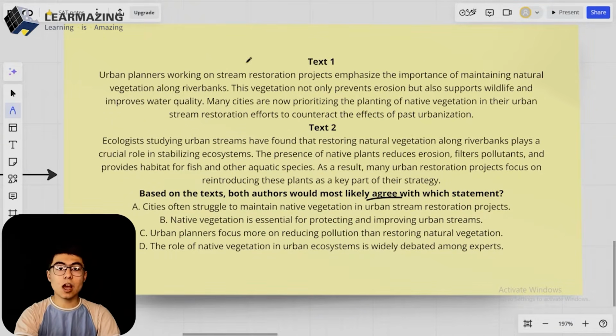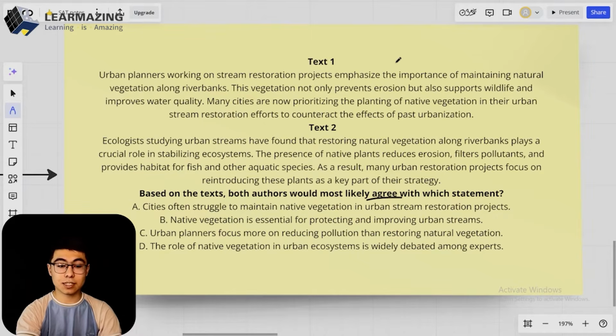Urban planners working on stream restoration project emphasized the importance of maintaining natural vegetation along riverbanks. This vegetation not only prevents erosion but also supports wildlife and improves water quality. Many cities are now prioritizing the planting of native vegetation in their urban stream restoration efforts to counteract the effects of past urbanization. So they were talking about natural vegetation being good, and it's listing some of its benefits.